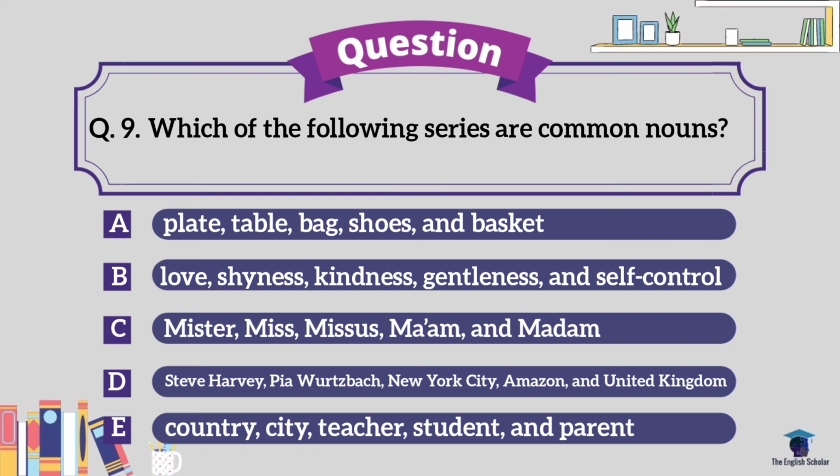Time is up. The correct answer is letter E. Country, city, teacher, student, and parent.